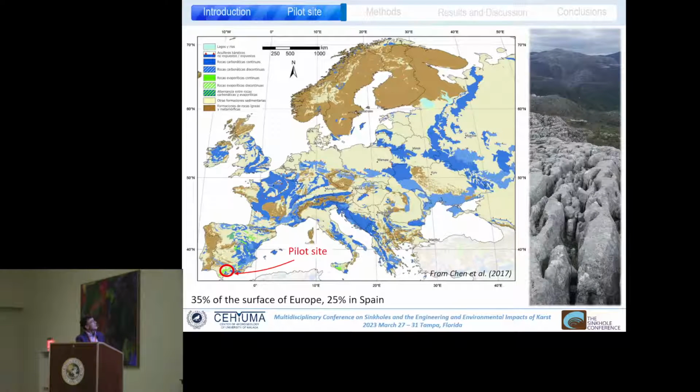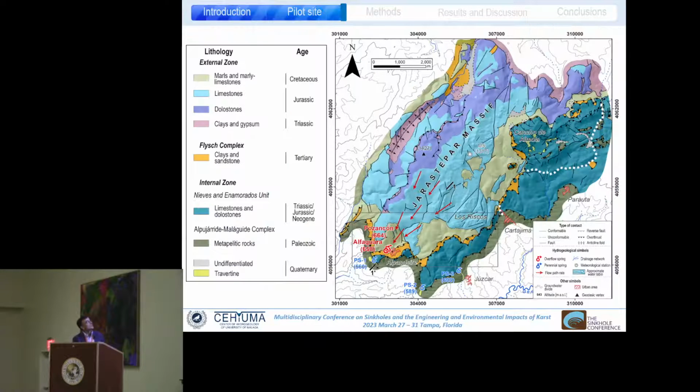Predominantly, I mean to say limestone and dolostone, but also there are evaporite rocks. Our pilot site is in this area, just close to the Mediterranean coastal area of Andalusia in the south. And this is, in more detailed scale, the geological map of this area.